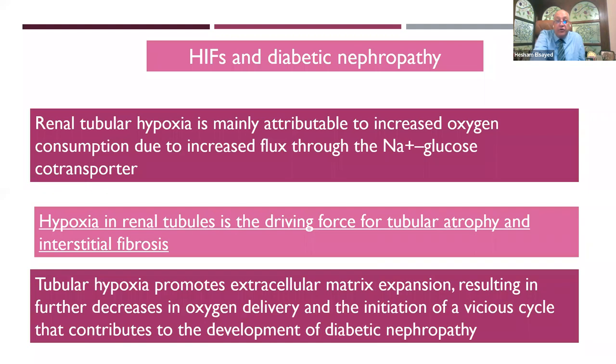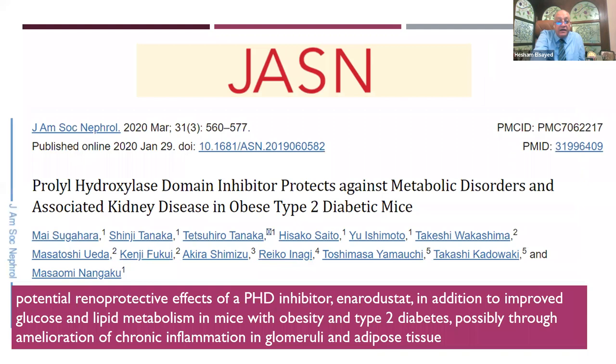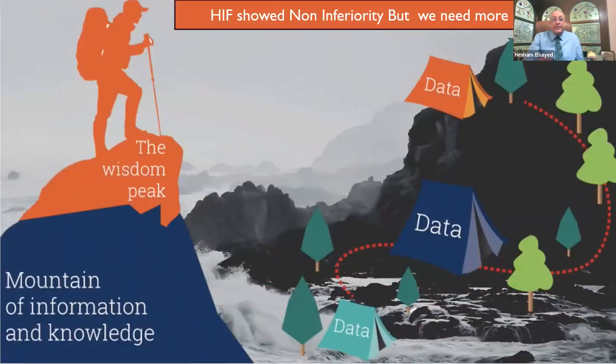Maybe there is a synergistic effect between the sodium glucose cotransporter and the ACE on the sodium glucose cotransporter in renal tubules. And this may be an insight for new therapy in patients with diabetic kidney disease. It also controls metabolic disorder in type 2 diabetes. What about the literature written in this field? The devil is in the details. A mountain of information and knowledge. We need more data. We have different molecules.